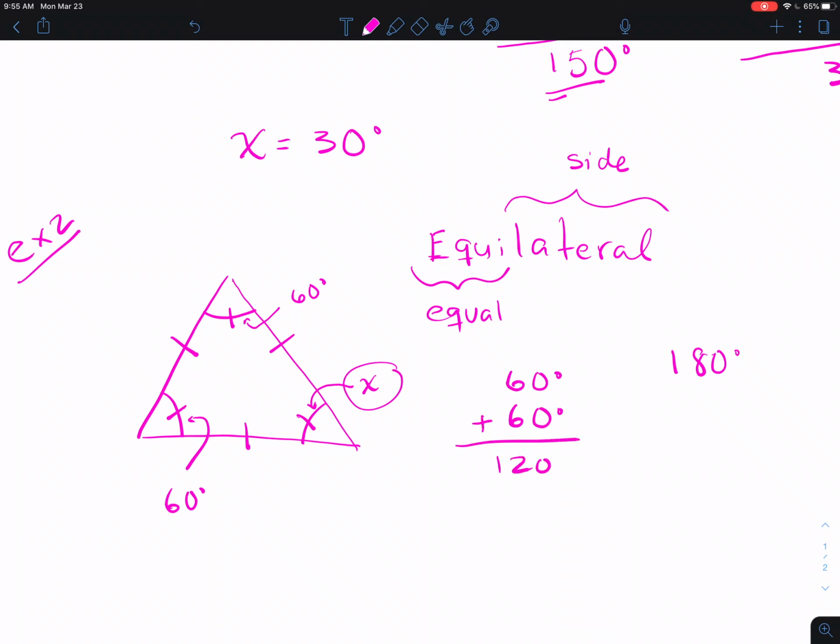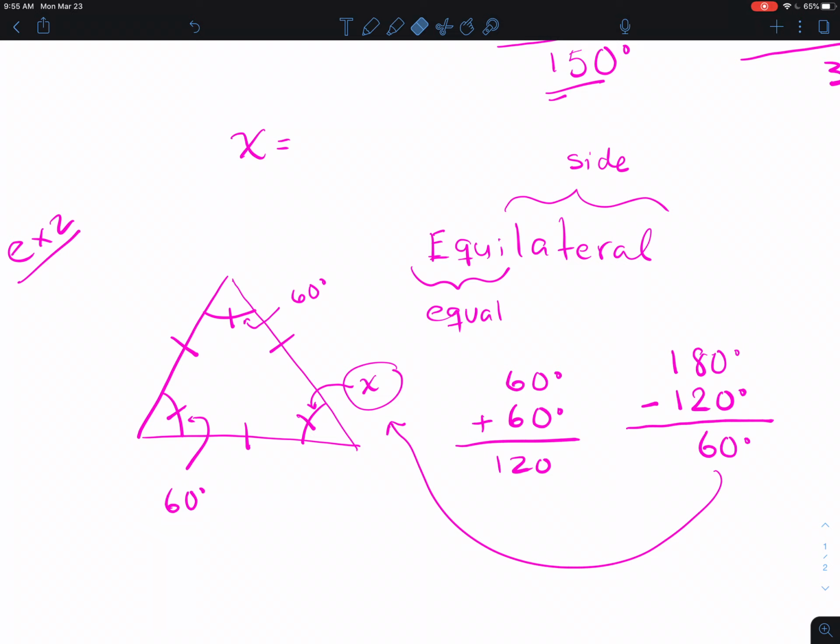Okay, and then you take the 120, which is the sum of those two angles. You subtract 120 from 180. That's going to give you 60. So you know that this one is 60. X equals 60 degrees. There we go. Does that make sense? I'm going to assume that's a yes.